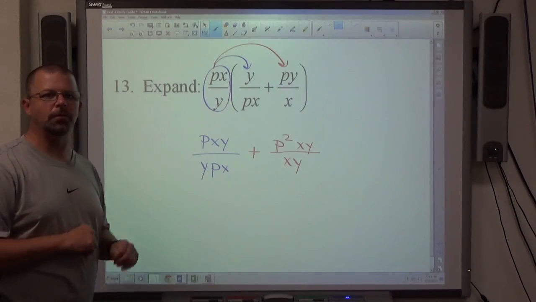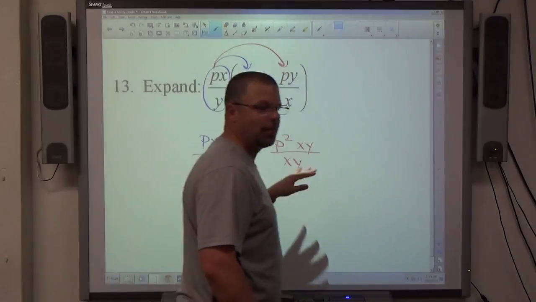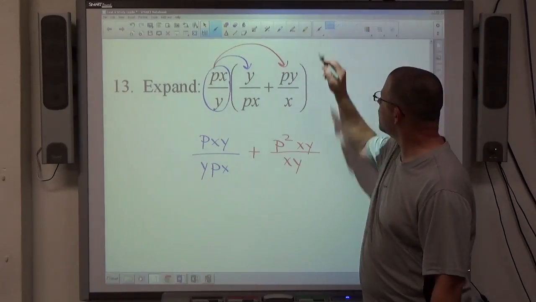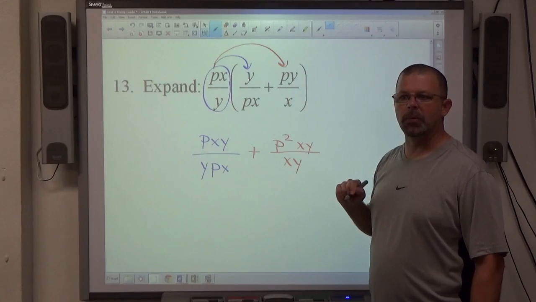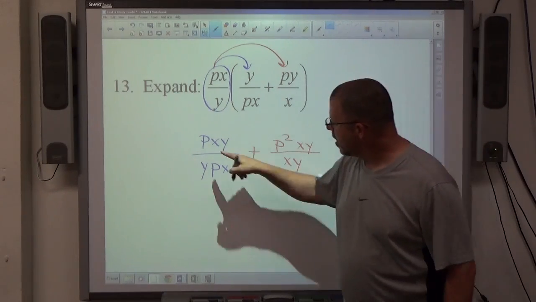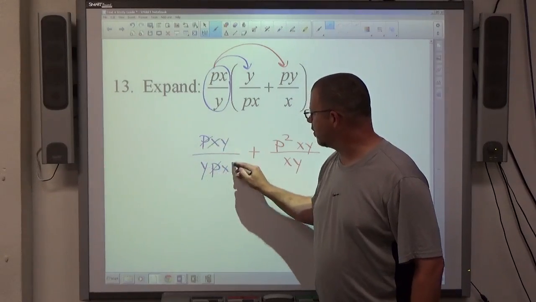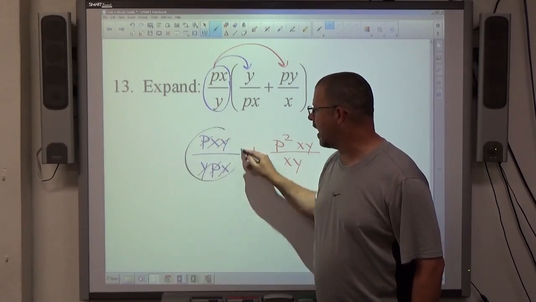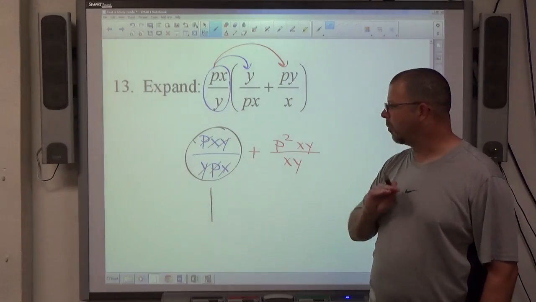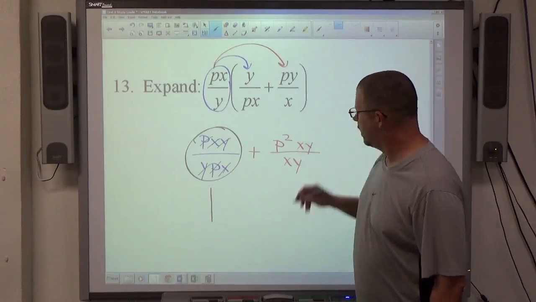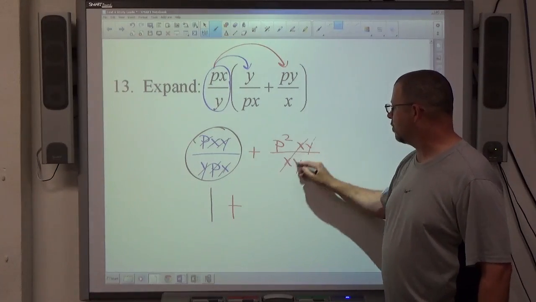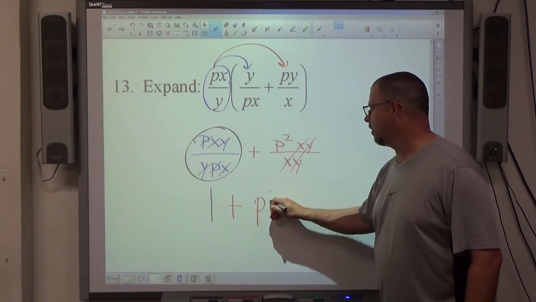Don't reduce as you're multiplying until you've mastered this. Then try reducing while you multiply, see if you still get the right answer. Most of you are trying to reduce while you multiply, get the wrong answer more often than not. So I recommend get the product, then simplify. P cancels P, X cancels X, Y cancels Y. Everything cancels, you get a 1. If you don't put the 1, it's going to be wrong, so be careful. P doesn't cancel, X cancels X, Y cancels Y, so P squared sticks around.